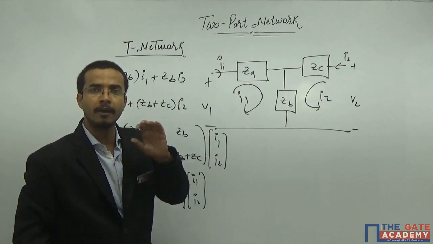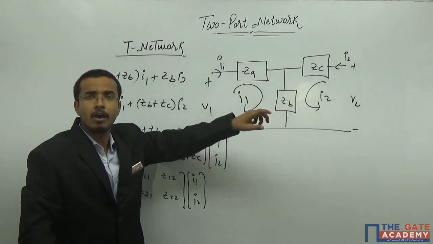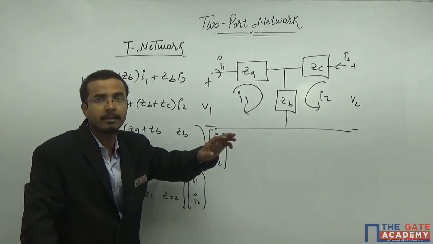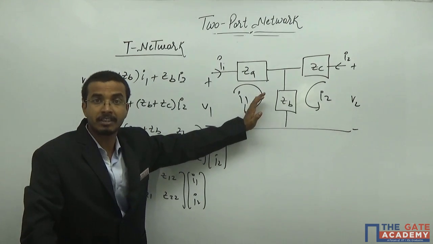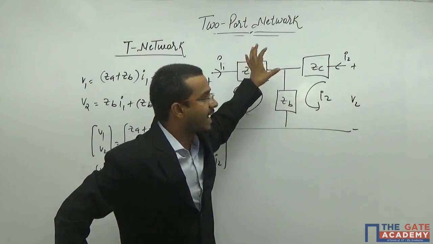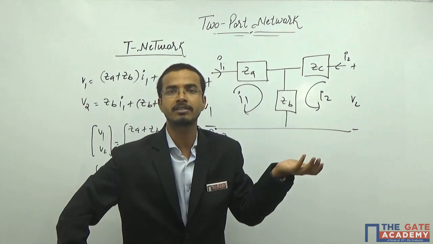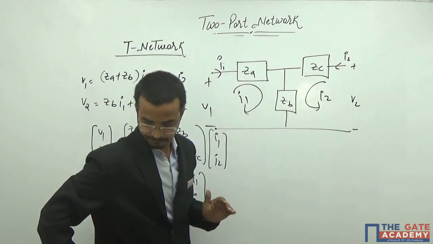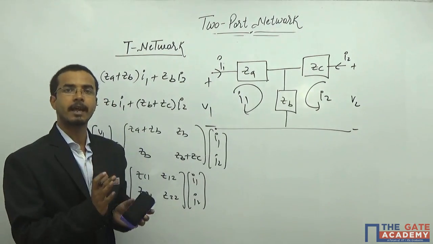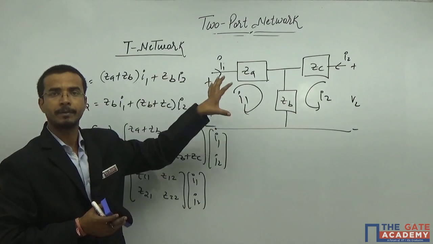That is why if they provide me the T network, I will definitely calculate the Z parameter of this particular network. Whether they ask for H or anything else, I will calculate the Z parameter first, then I will convert this Z into H. If the T network is provided, I will definitely calculate the Z parameter of that T network.